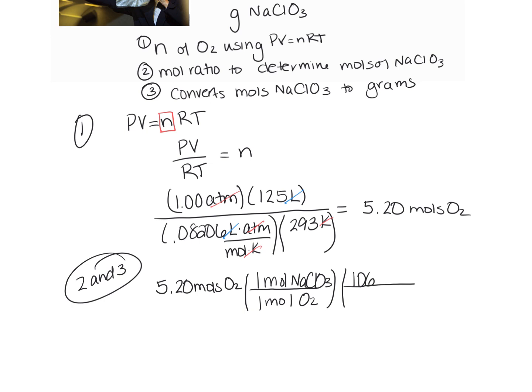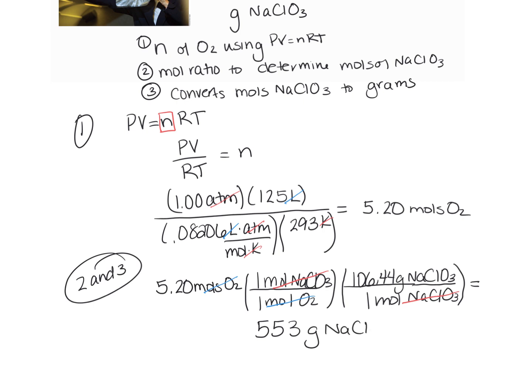And then we come here and we say, all right, we know the molar mass of NaClO3. It's 106.44 grams of NaClO3 over 1 mole of NaClO3. And when you do this, your double check, of course, is your moles of O2 cancel, your moles of NaClO3 cancel, and you're left with grams, which is what the problem's asking for. So we take 5.20, we multiply by 106.44, the mole ratio is 1-to-1, and so we have 553 grams of NaClO3 that we need to put in that airplane to keep everyone alive.